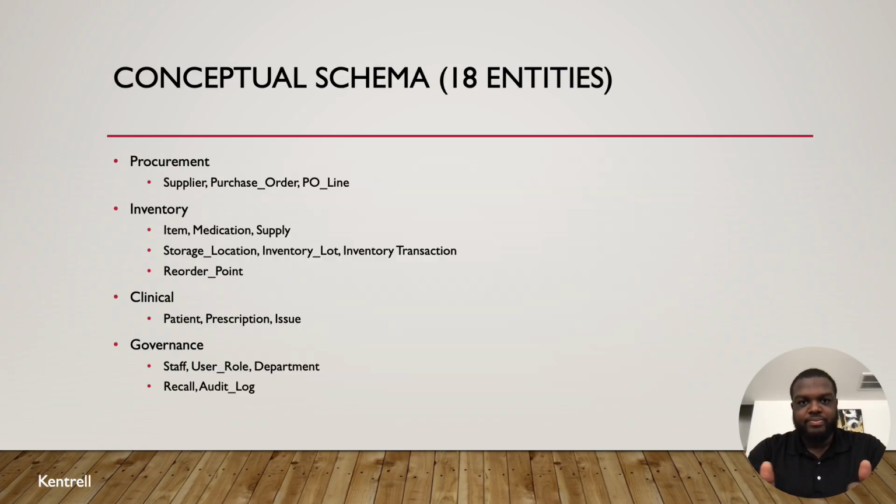So let's get into it. Our ERD has 18 tables, grouped into 4 clusters. Procurement handles vendors and POs, or purchase orders.